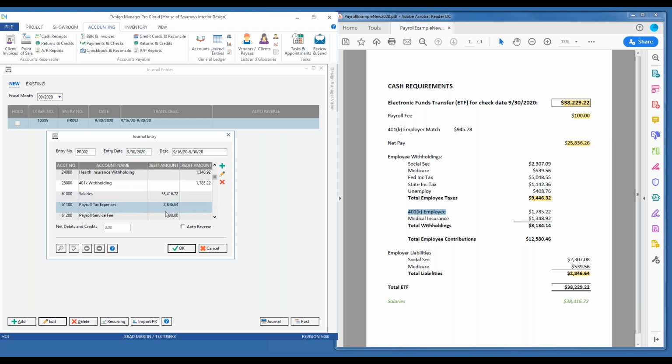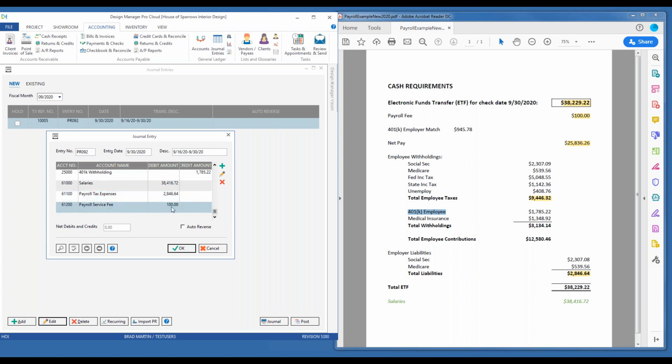Payroll tax expenses. These are the employer tax expenses as we discussed. In our report, they're under our employee liabilities. I don't care to break them out into Social Security, Medicare, those types of things. I just want the total, which I'm recording into my expense account. All of the documentation of the breakdown of the 2846.64 is in my payroll documentation. I send that right off to the accountant and let them deal with it.